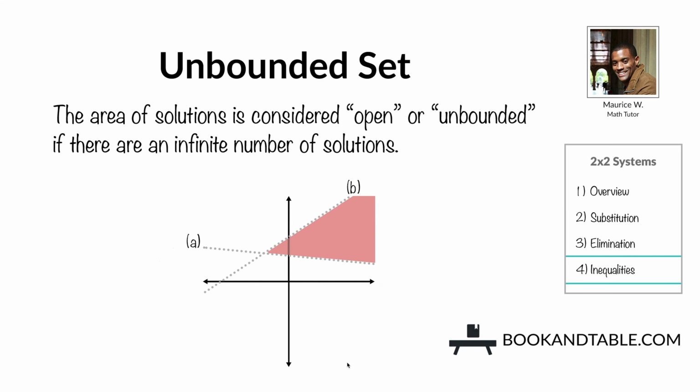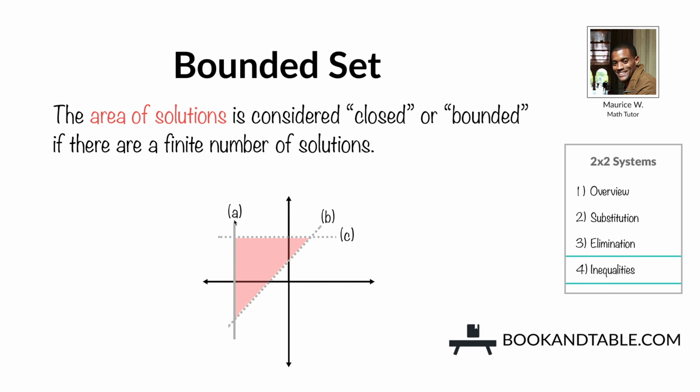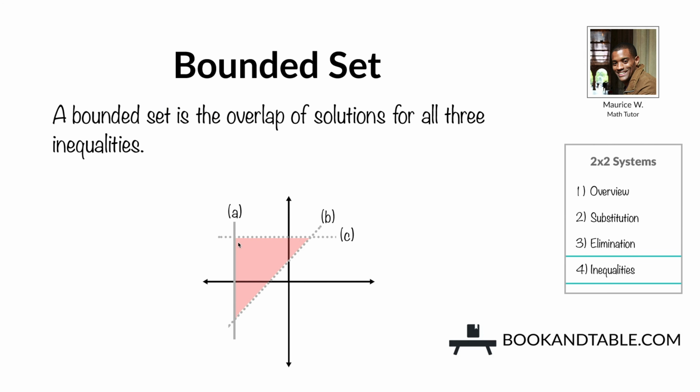Let's now wrap up the chapter by discussing bounded systems. The area of solutions is considered open or unbounded if there are an infinite number of solutions. But if you introduce a third inequality and now close off the open-ended side, you have a closed or bounded set. So the area of solutions is considered closed or bounded if there are a finite number of solutions. Only the points within these 3 lines in the shaded area are the solutions to this system. So a bounded set is the overlap of solutions for all 3 inequalities, A, B, and C.